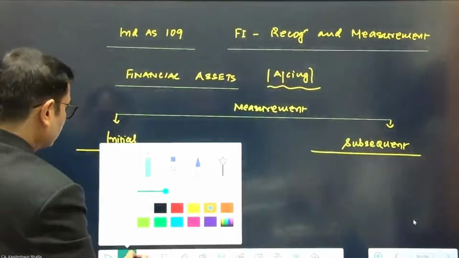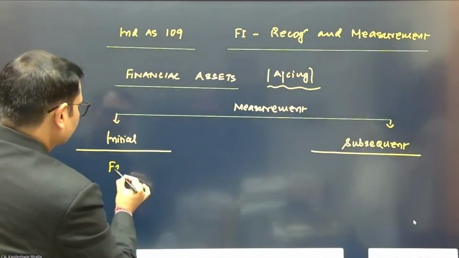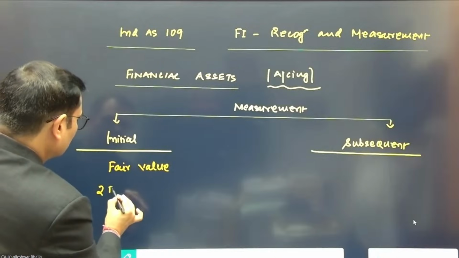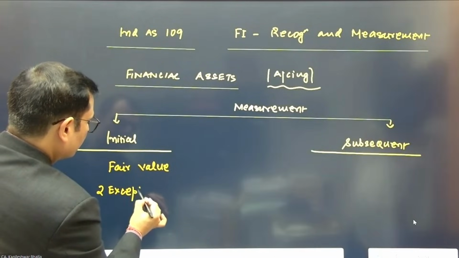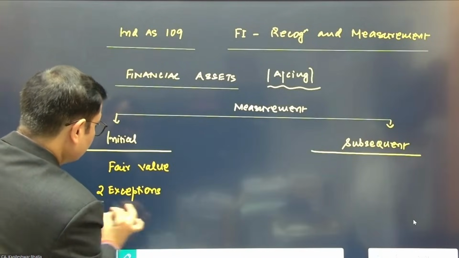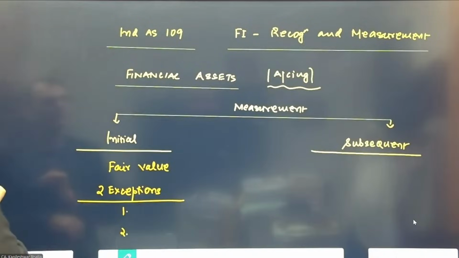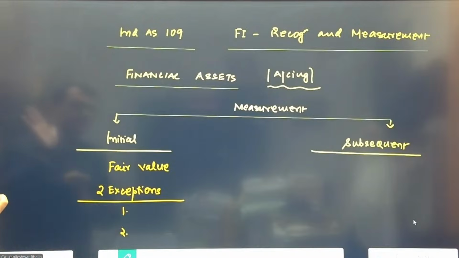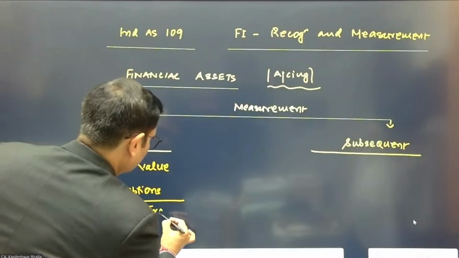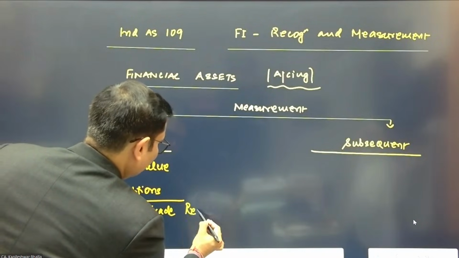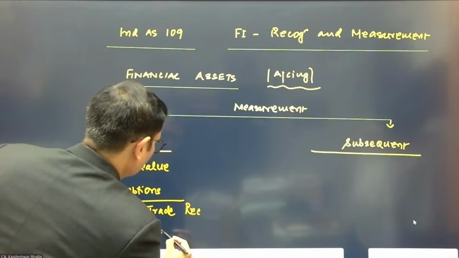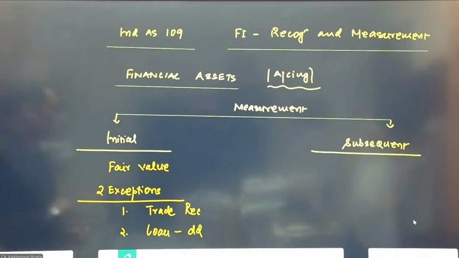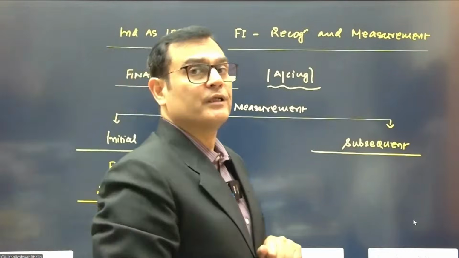So financial assets are measured at a fair value. The initial measurement is all at a fair value. But then there are two exceptions where the initial recognition is not at the fair value, but is done at what we call transaction price. One is called trade receivable. And one is called a loan, which is recoverable on demand. So there are two assets which are recorded not at a fair value.